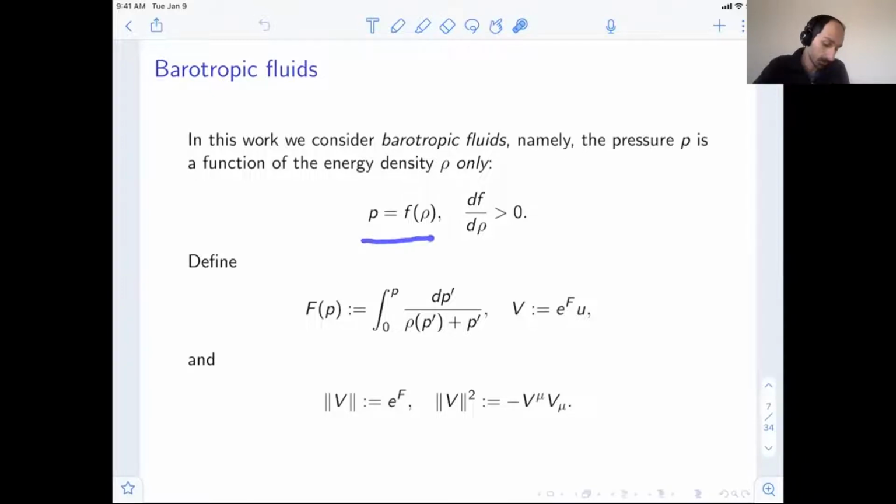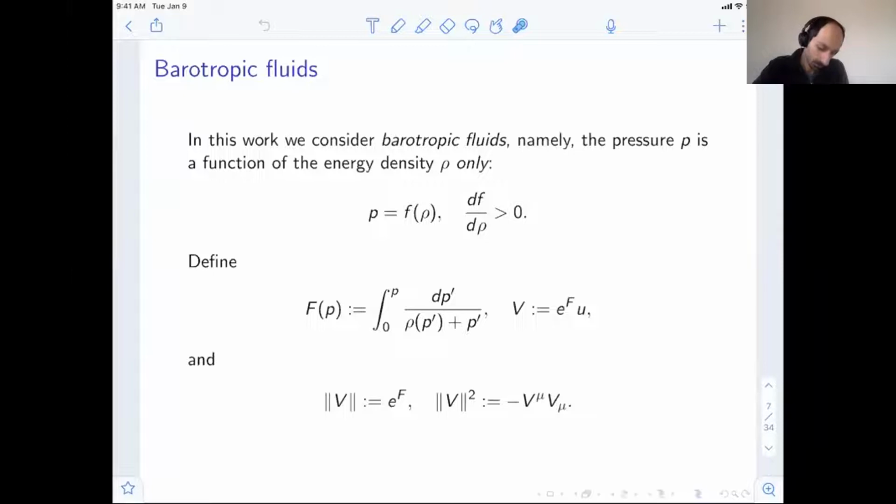So P will be a function of rho, which is an increasing function. And in this case, it's convenient. The equations will take a nicer form if I renormalize the fluid velocity U in the following way. Instead of considering U itself, we'll consider the following renormalization, e to the F of U, where capital F is given as follows. It's the integral of rho plus P from 0 to P, where I'm viewing rho as a function of P, as above. So with this renormalization, I define capital V to be e to the F times U.